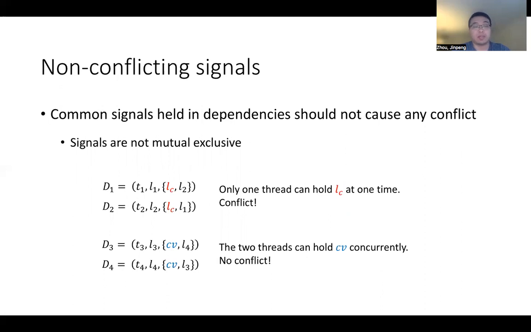Let's take a look at the dependencies D1 and D2. They hold a common lock LC. Since the lock is mutually exclusive, only one thread can hold LC at one time. Then the dependencies D1 and D2 have a conflict. For dependencies D3 and D4, they have a common signal, which is not mutually exclusive. Then the two threads can hold the signal concurrently, and these two dependencies have no conflict.